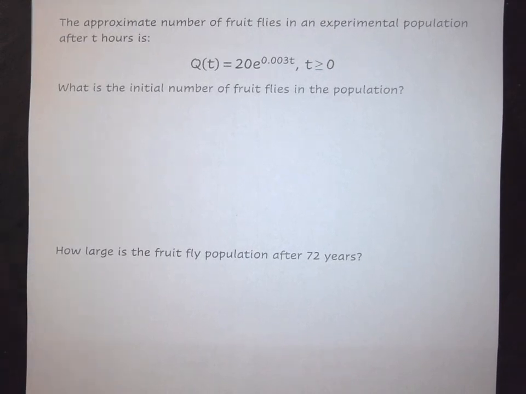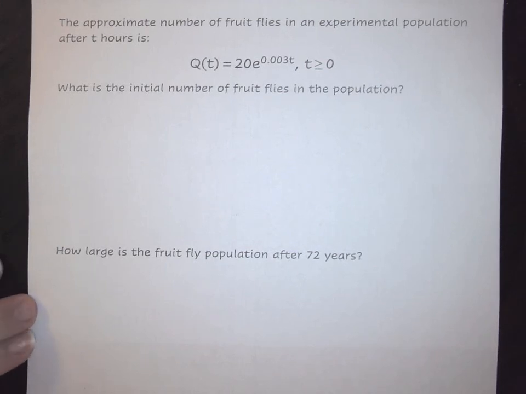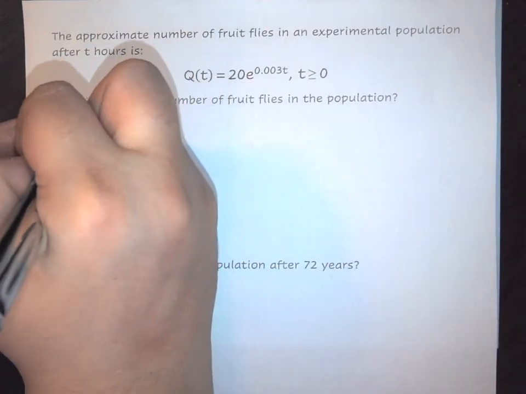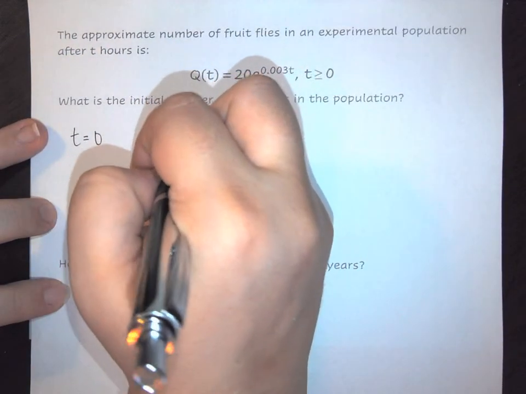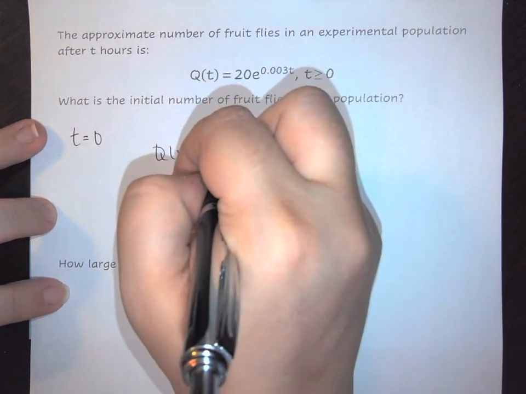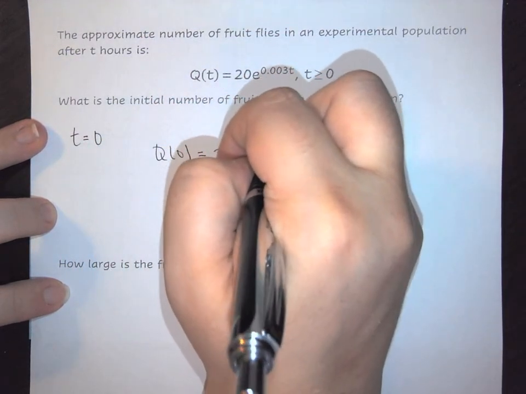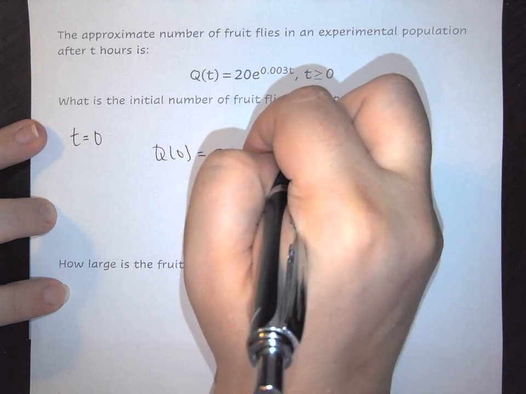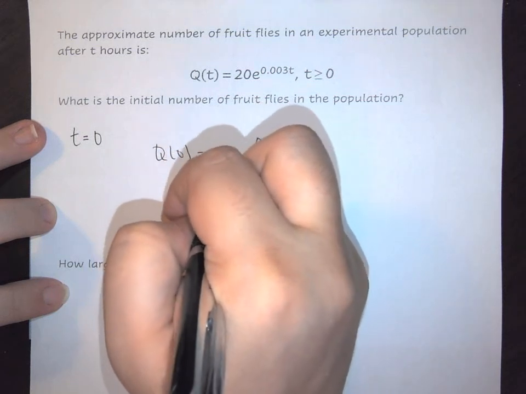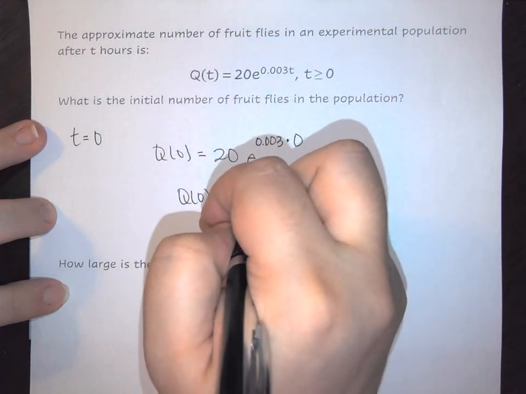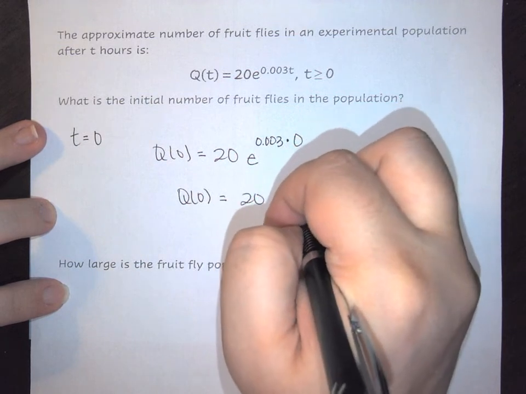Alright, this next one says the approximate number of fruit flies in an exponential population after t hours is given by the following equation. What is the initial number of fruit flies in the population? So initial is asking for t equaling 0. So here we're going to look at Q of 0 is going to be 20 e to the 0.003 times 0. So in this case, Q of 0 is going to come out to be 20 fruit flies.